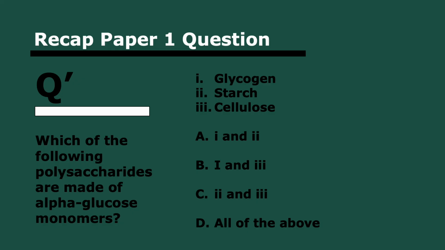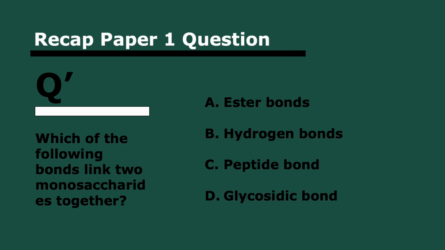Great. So now that's the end of the content, and now let's do some questions to recap. So first, which of the following polysaccharides are made of alpha glucose monomers? As always, I'll give you 3 seconds to think, and in three, two, and one, and you can pause here, of course. It's glycogen and starch, right? Remember, cellulose is structural, and it's formed of beta glucose, whereas glycogen and starch are energy storage, and they're made of alpha glucose.